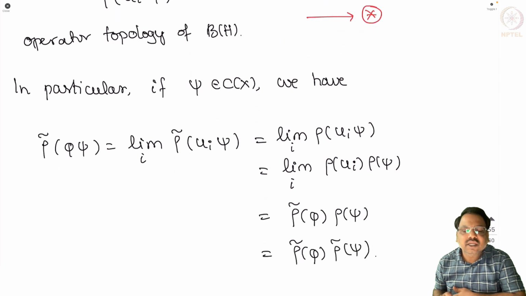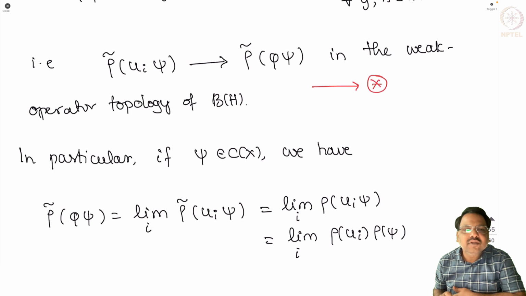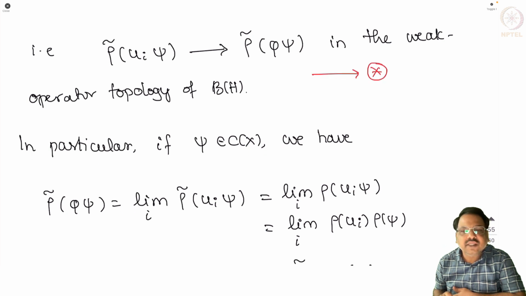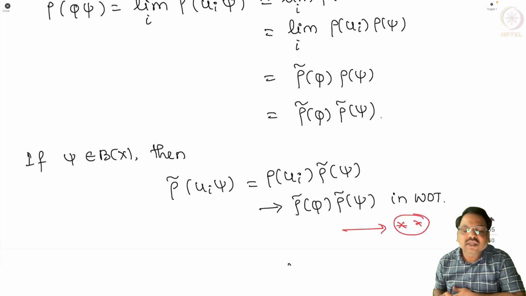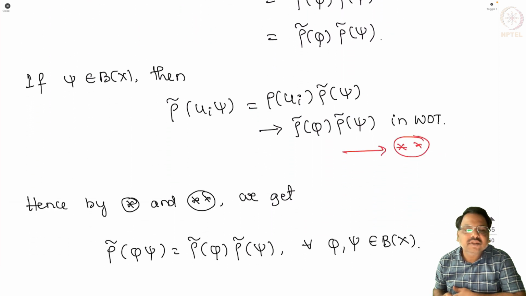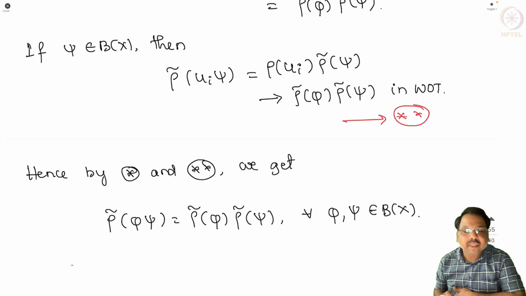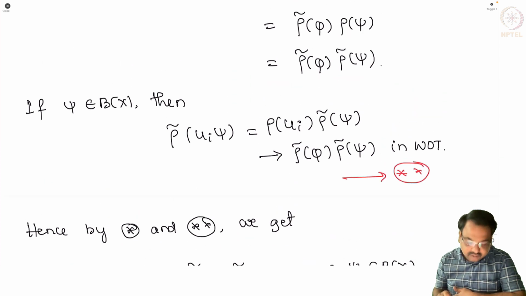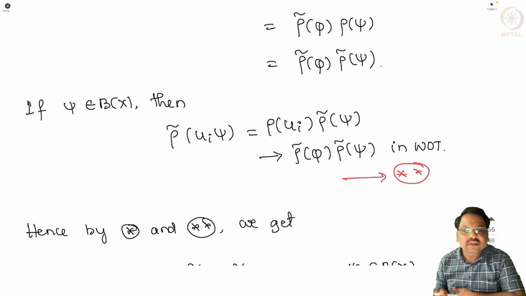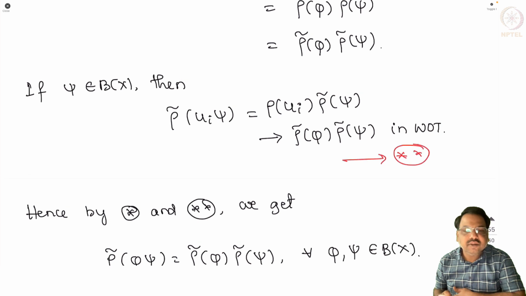Hence by star and double star, ρ̃(u_i ψ) converges to ρ̃(φψ), whereas in double star it converges to ρ̃(φ) ρ̃(ψ). Since the limit of these operators is unique, we can conclude that ρ̃(ψφ) is nothing but ρ̃(ψ) ρ̃(φ). That means ρ̃ is multiplicative. The other properties of ρ̃ can be obtained in an easy way. Apart from this, the remaining properties are easy to verify.